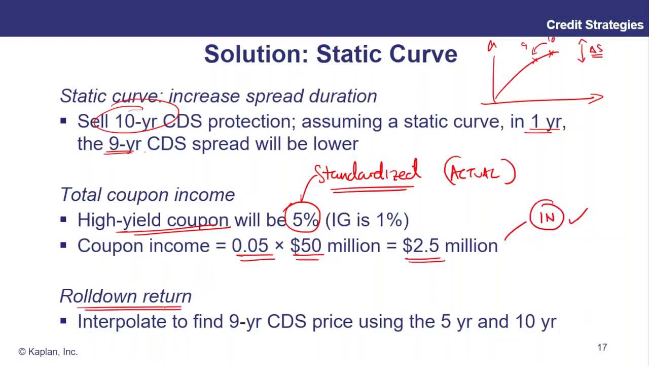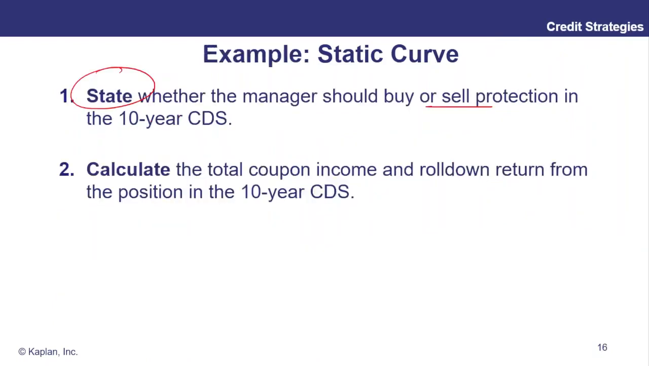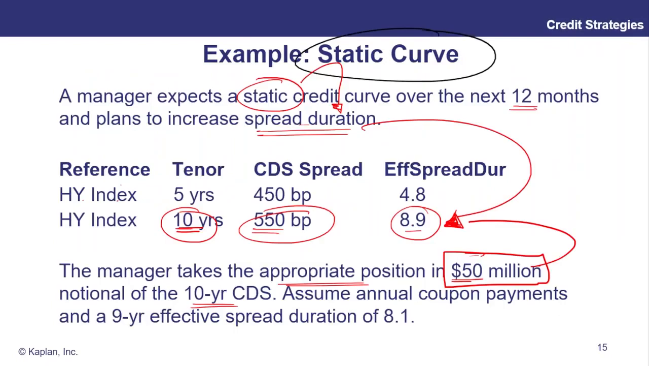Okay, the roll down return. Now, what have we got? You might remember from earlier modules, they assumed that yield curves were flat, but here we have got 2 points on the CDS curve, haven't we? We've got a 5-year spread and we've got a 10-year spread. So what we're going to do, and I think an exam question would guide you on this, they would tell you to do it, is interpolate between the 10-year and the 5-year to estimate what we think the 9-year CDS spread is going to be once we roll down, because after a year there's only 9 years left on this contract.